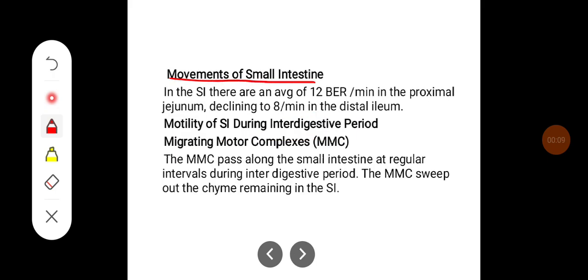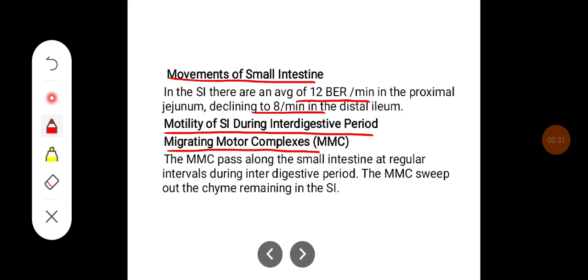Movements of small intestine. In the small intestine, there are an average of 12 basal electrical rhythms per minute in the proximal jejunum, which are going to decline as it comes to the distal ileum to 8 BER per minute. Motility of small intestine during interdigestive period.